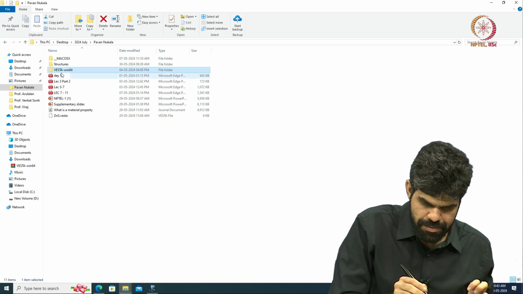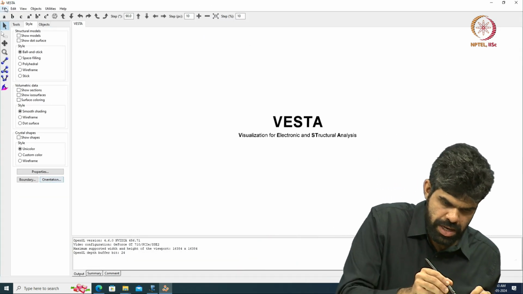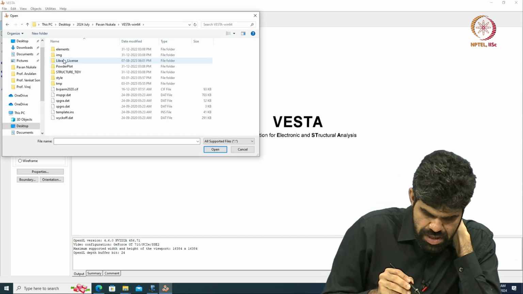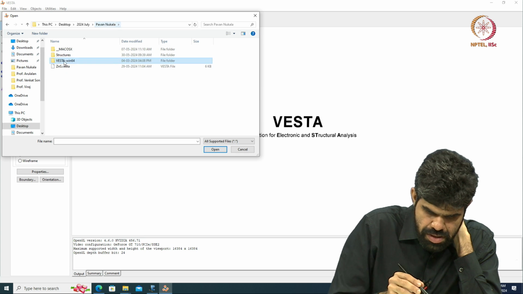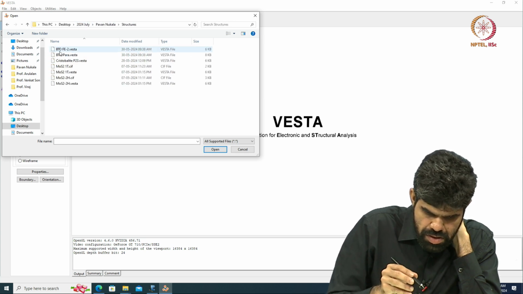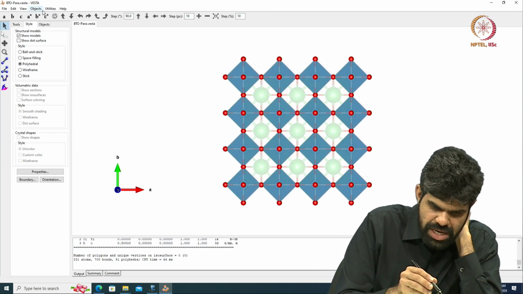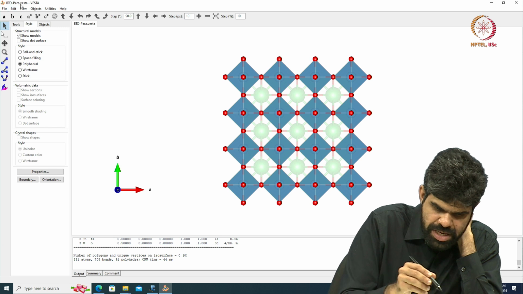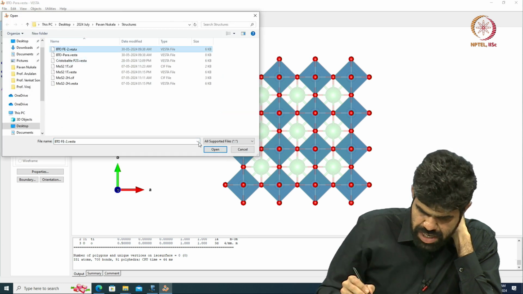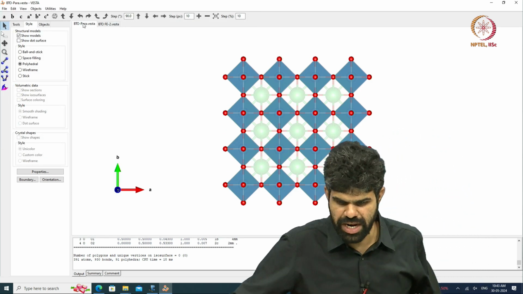So, let me open VESTA. And let me open for you, in the folder called structures, a paraelectric barium titanate, and I am going to also open a ferroelectric barium titanate. Okay. So, these are the structures, all right. First let us look at the paraelectric barium titanate.